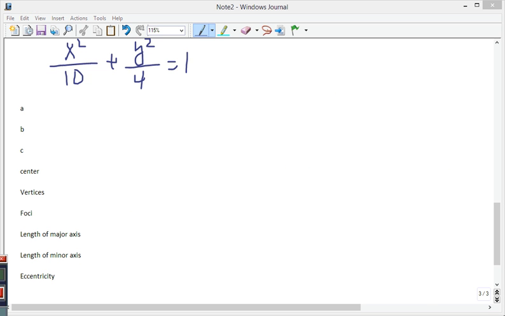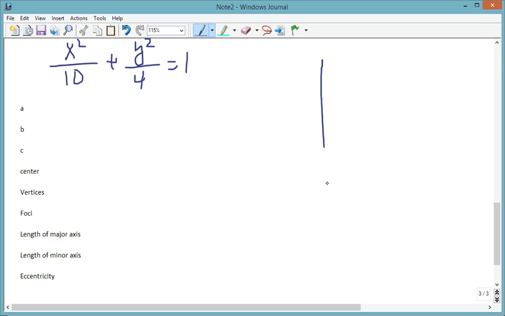Here's one more, and you notice this time the larger number is under the x. So it's back to the ones like we did in the first video. A is from the larger number. So A squared is 10, so A is the square root of 10. B is the square root of 4, so that's going to be 2.